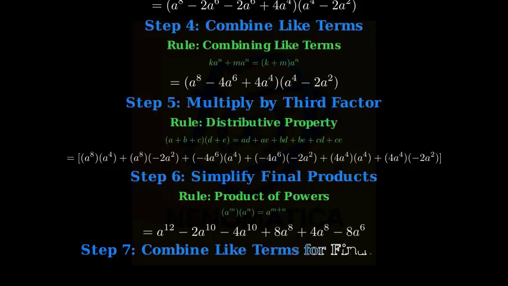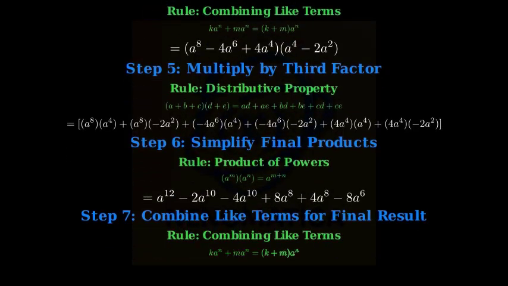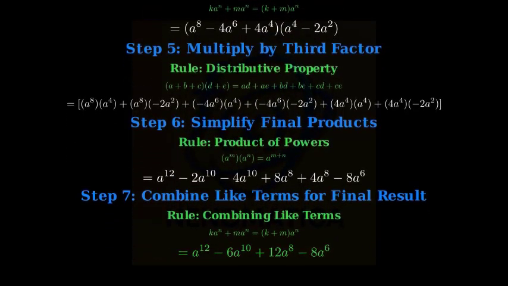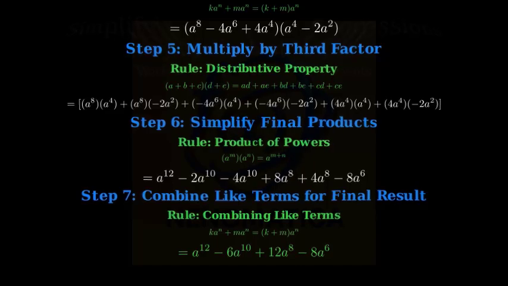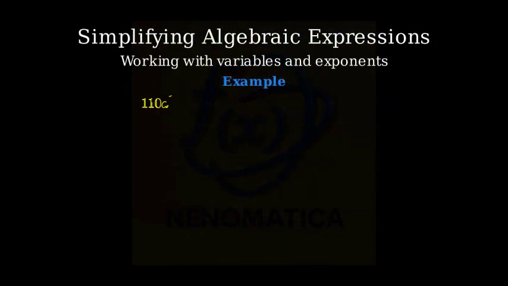For our final step, we'll combine the like terms in our expansion. We have a to the 12th as is, then we have negative 2a to the 10th and negative 4a to the 10th, which gives us negative 6a to the 10th. Next, we have 8a to the 8th and 4a to the 8th, which gives us 12a to the 8th. Finally, we have negative 8a to the 6th. So our final answer is a to the 12th minus 6a to the 10th plus 12a to the 8th minus 8a to the 6th. Our goal is to simplify this complex expression step by step.